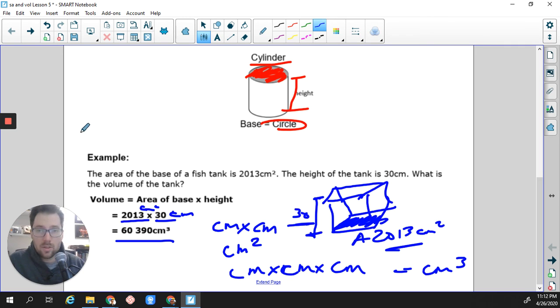That's it on this one. We're going to look more specifically into rectangular prisms, triangular prisms, and cylinders, and calculating out their volume as we go. This is just a quick little intro to kind of get you ready for it.